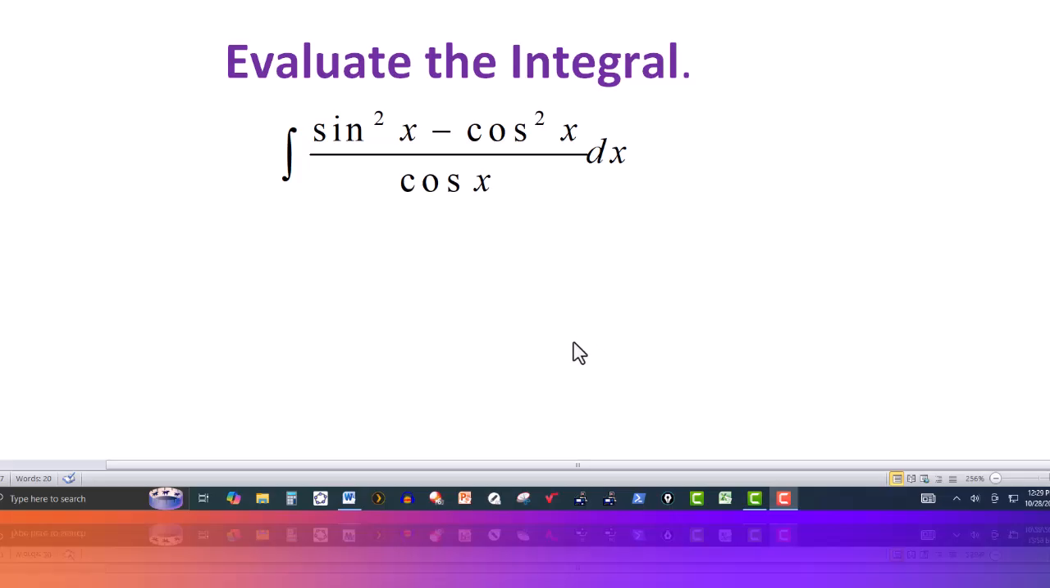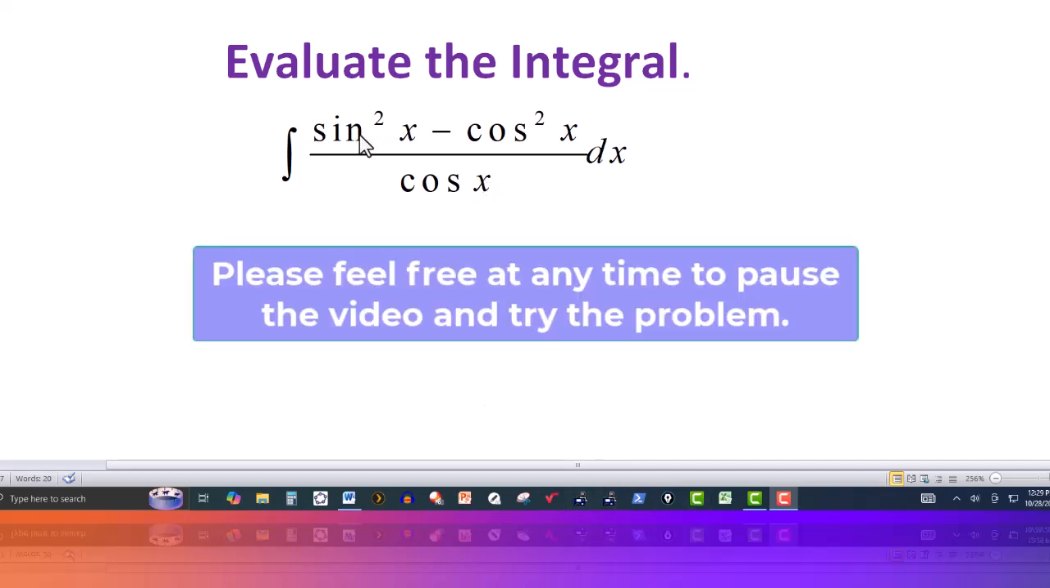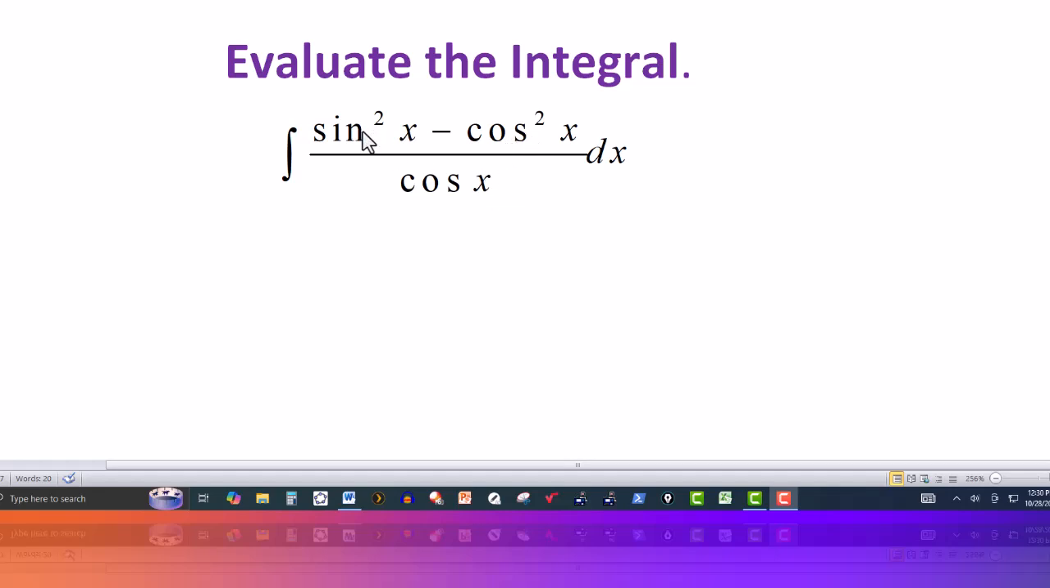In this video we have the trig integral of sine squared of x minus cosine squared of x over cosine of x. Now we could divide through by cosine of x and get sine squared of x over cosine of x, and minus cosine squared of x over cosine of x will give us cosine of x. That we can integrate. But for the first one, sine squared of x over cosine of x, it doesn't appear we'd have a simple u substitution there. So let's go another route.